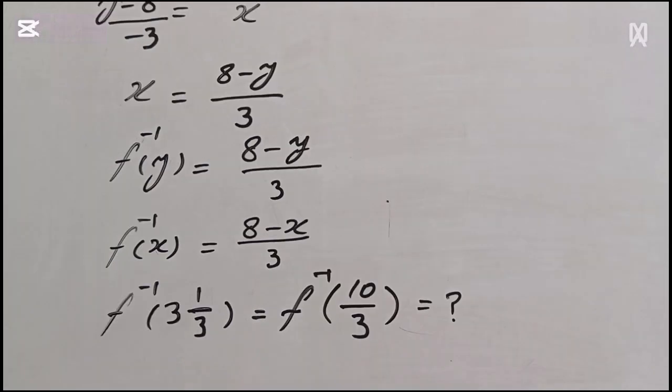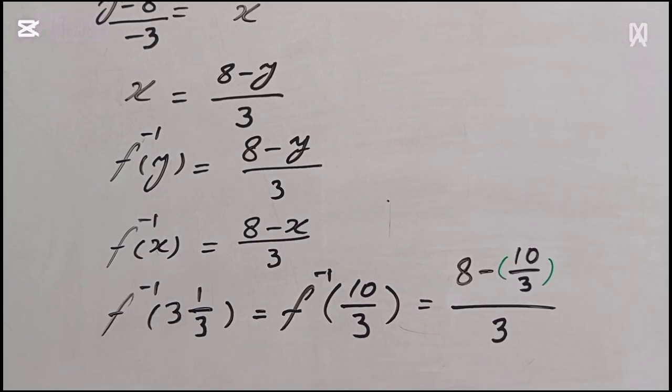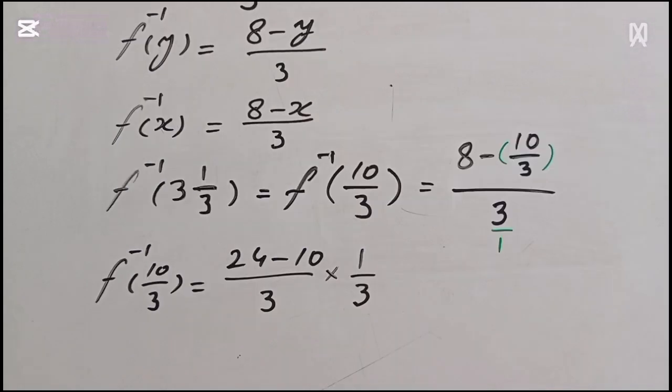Out of these four parts, I will do just one for you. F inverse at 3 whole 1 by 3. It means we are supposed to find f inverse at 10 by 3. We have substituted 10 by 3 in place of x here. This way it results in 14 by 9 or 1 whole 5 by 9.